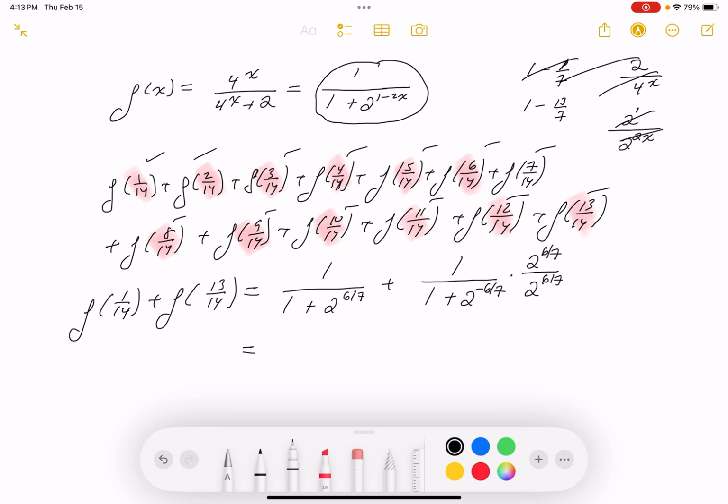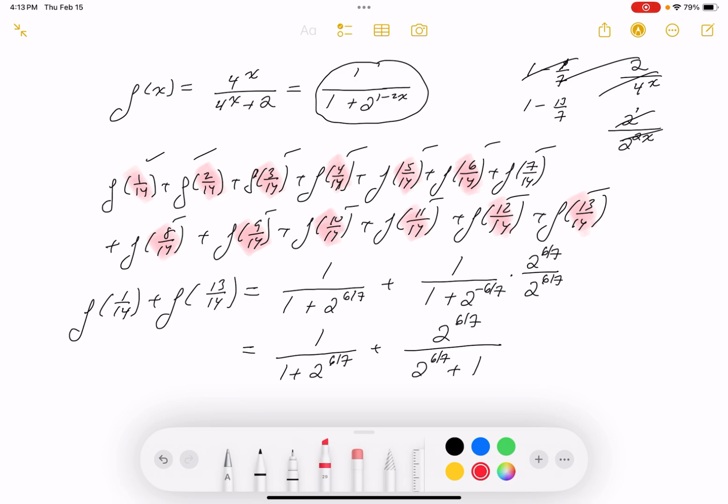And what do you get there? Well, the first term is just 1 plus 2 to the 6/7. The next term is going to be 2 to the 6/7 plus, well, if I multiply those two terms together, 2 to the minus 6/7 times 2 to 6/7, I get 2 to the 0, which is 1.